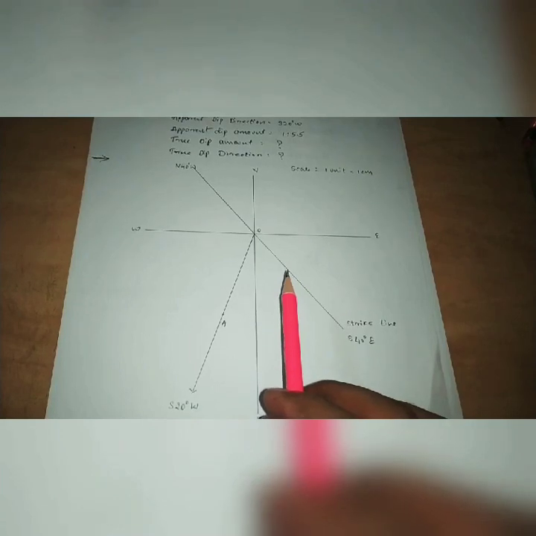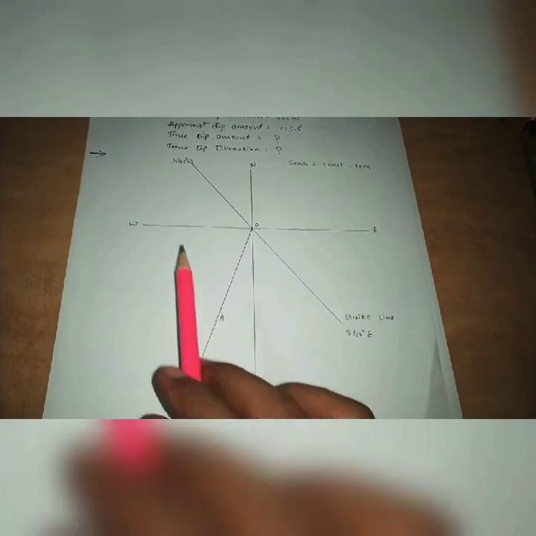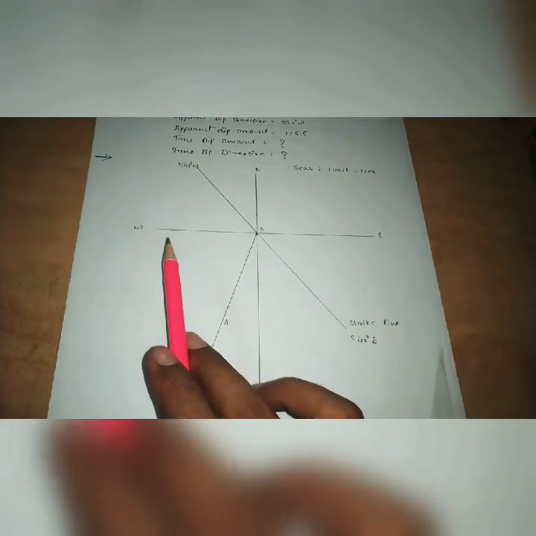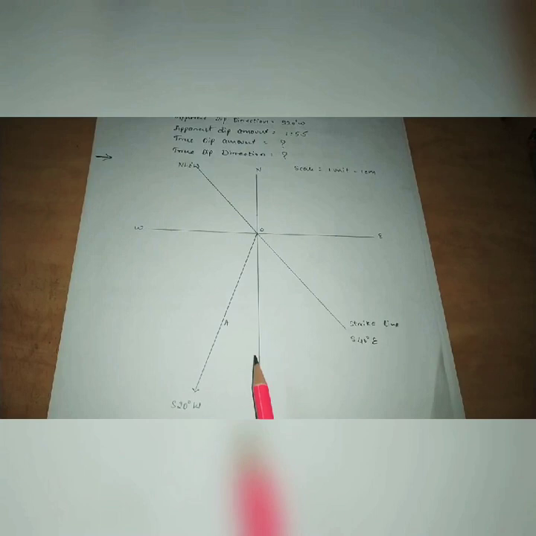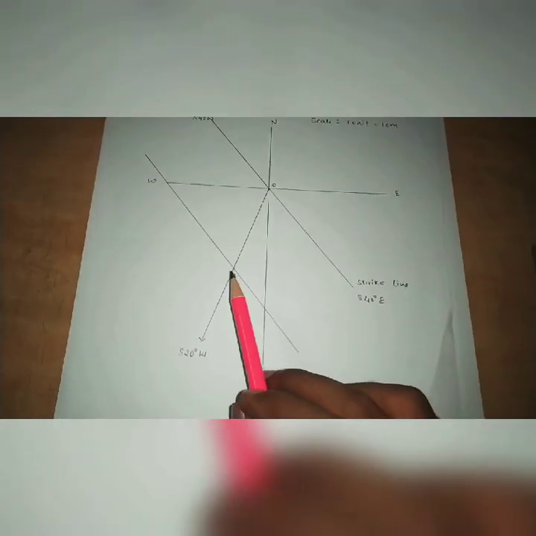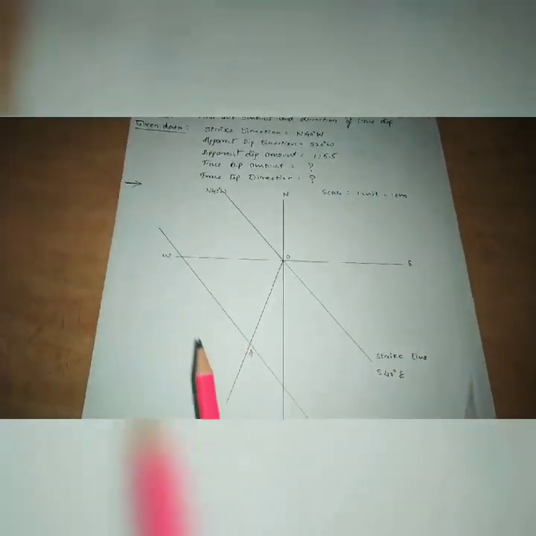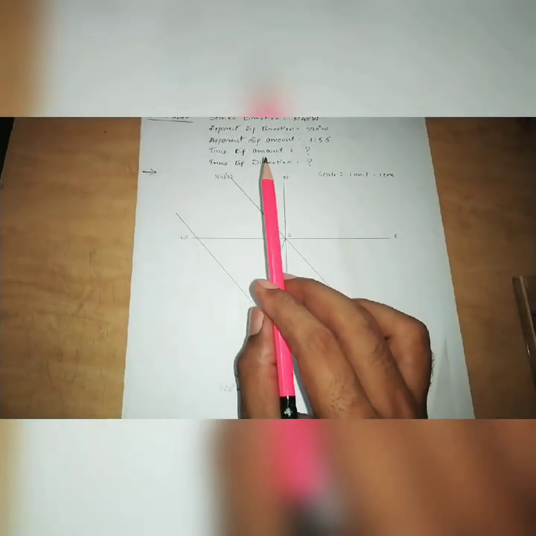The next step: this is the strike line. We need to draw a parallel line through point A. So this line is to be transferred here. See, we have transferred this line to point A now. Next, the true dip amount and true dip direction we need to find out. Whatever data was given we have plotted here. Now we need to find the unknown data: the true dip amount and true dip direction.